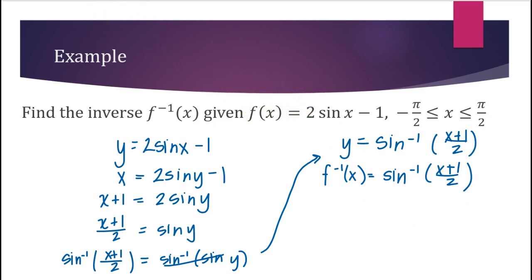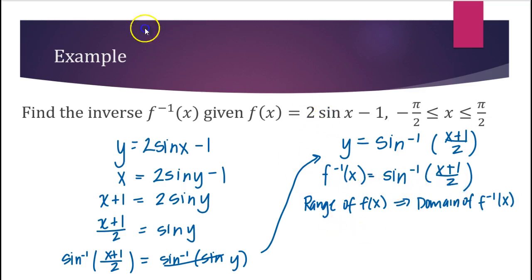So the way to go about this is we can think about 2 sine x minus 1's range. If we know the range of f, that will tell us the domain of f inverse. So what we're going to think about is the range of f of x, because that's going to give us the domain of f inverse of x, and that's what we need to include with our inverse function.